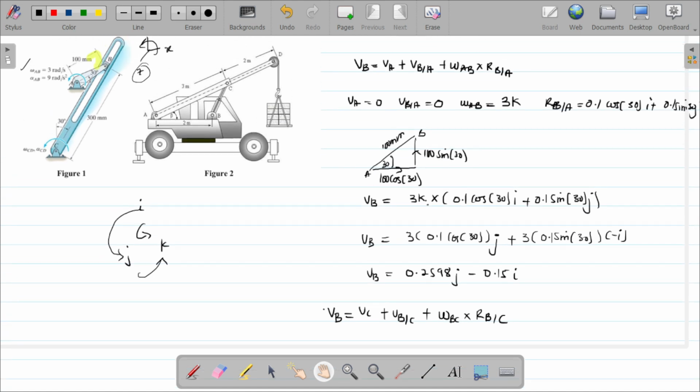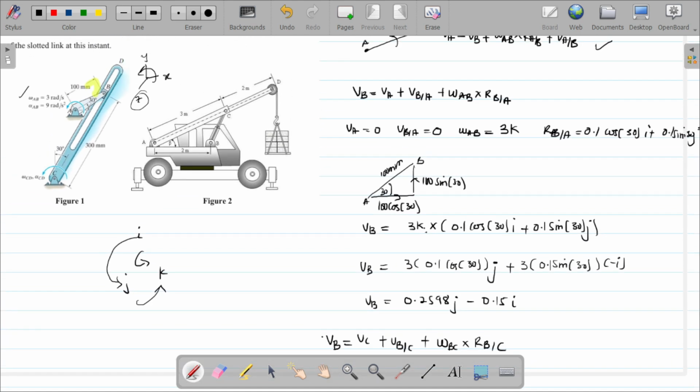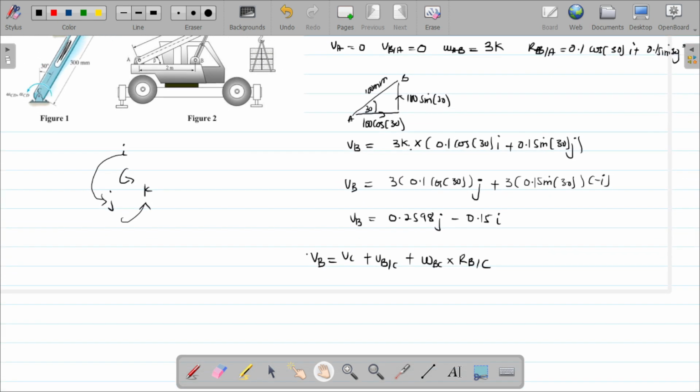The velocity of B relative to C is a sliding velocity of B with respect to C. Because this is a slider, the distance between B and C changes with time, so there's going to be a sliding velocity between them. Since we don't know that sliding velocity, we will use a vector. So let's say first VC equals 0, and VB relative to C we don't know, so we use a vector v to represent that velocity. Now we have to put that velocity in vector form.